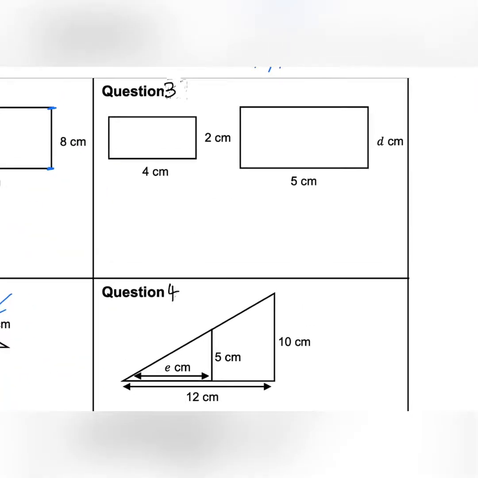Okay, question number 3. Again, we can look at the corresponding sides. This is going to be 5 divided by 4. So that will be the scale factor, which is going to be 1.25. And then we can multiply 2 times by 1.25, which is 2.5. So D here equals 2.5 centimeters.